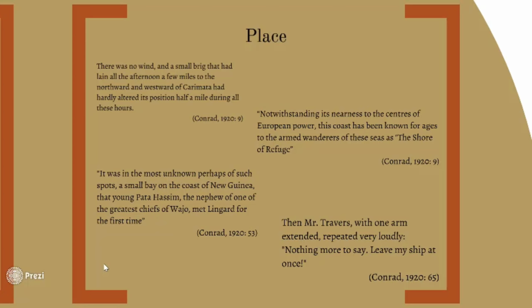From the first quote, Conrad indirectly said that his possession was at the Karimata Island in the Malay archipelago and was on Lingard's brig. Lingard and his men also sailed to the shore of refuge seas in the Malay archipelago, while in the second quote, the setting takes place on the New Guinea coast, where Lingard meets Patah Hasim for the first time.